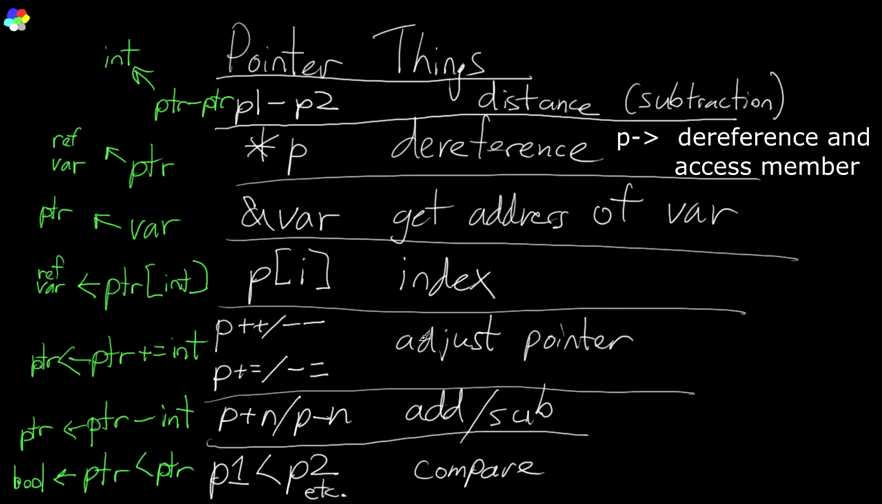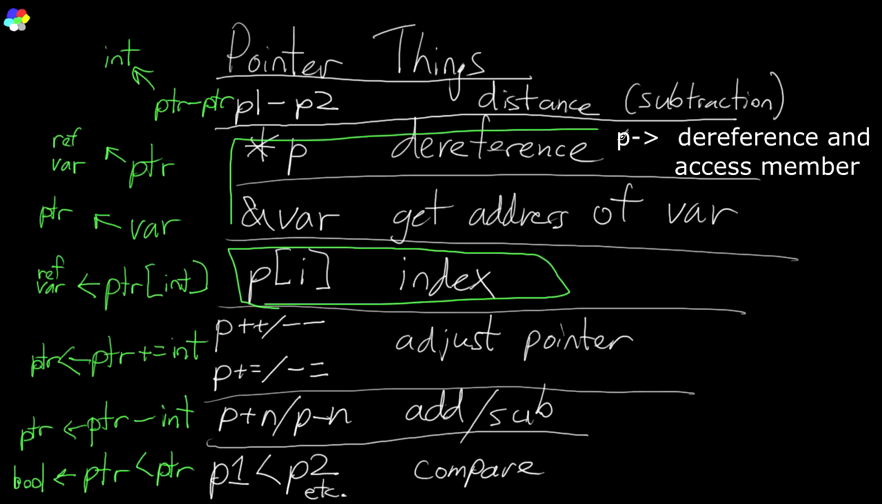Now, if you want Chili's advice, I say stay away from a lot of this pointer arithmetic as much as possible. It makes pointers even easier to mess up. Indexing is used a lot, and obviously dereferencing and getting the address of, but all this other stuff, we don't use it so much.